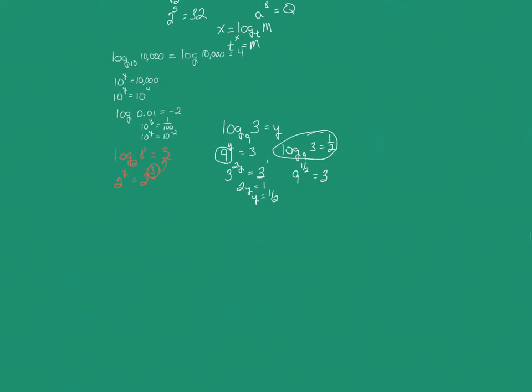Okay, just a few more. Let's think about this one, log base 6 of 1. Well, 6 to what power equals 1? Anything to the 0 power is always going to be equal to 1. So in this case, this is equal to 0. Anything to the 0 power is going to be 1. So 6 to the 0 is 1.